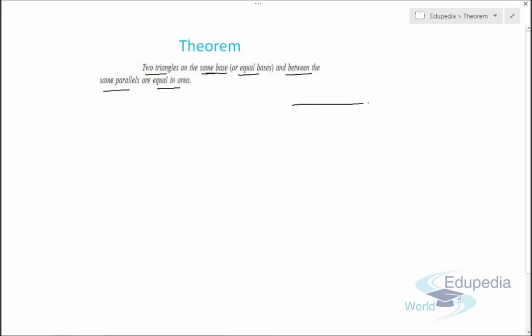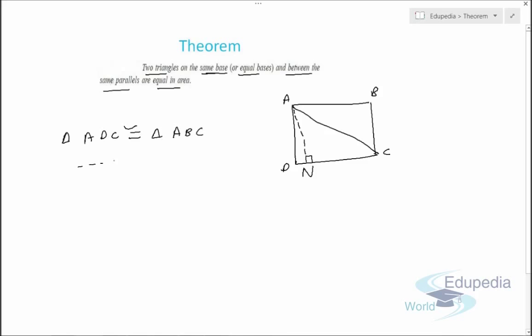So let's draw the first one, a parallelogram. Let's say we have a parallelogram ABCD, and let's draw a diagonal AC and altitude AN. Now we can say that triangle ADC is congruent to triangle ABC. Why? We all know that ABCD is a parallelogram, and AC is a diagonal, so the diagonal divides a parallelogram into two congruent parts. So triangle ADC is congruent to triangle ABC.